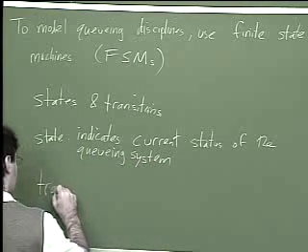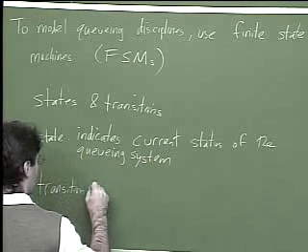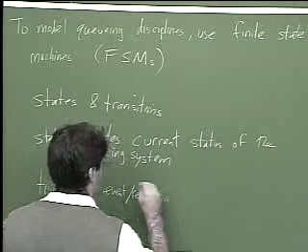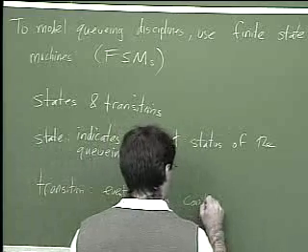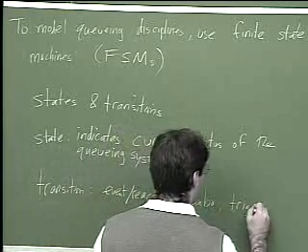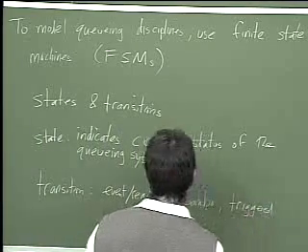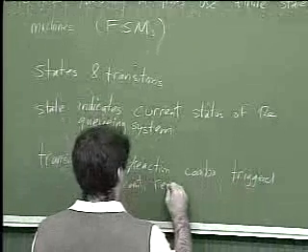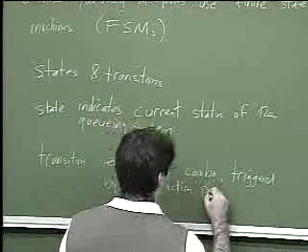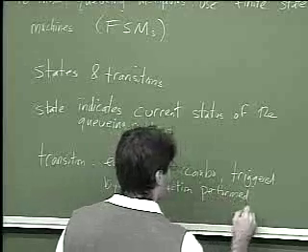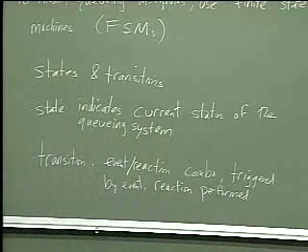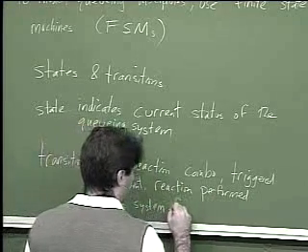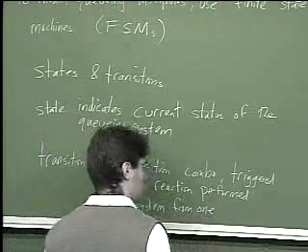And a transition is an event-reaction combo, triggered by an event, with a reaction performed. Transitions take the system from one state to another.